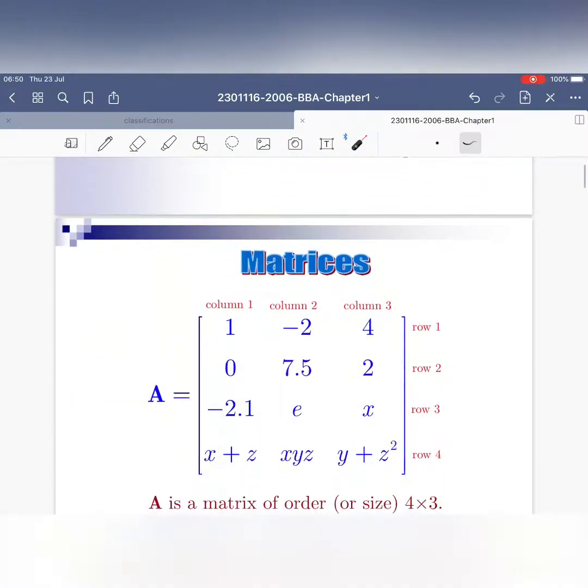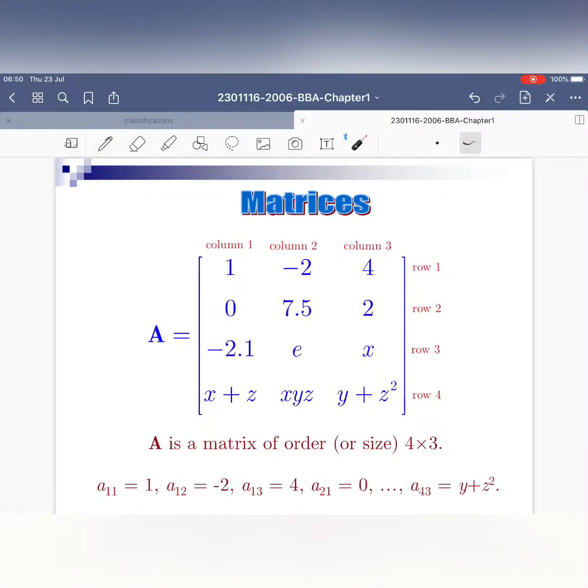So let us start. A matrix is a mathematical object. It is an arrangement of objects, and usually those objects are numbers, like this. The arrangement is in terms of rows and columns. We usually start with the rows. So from the top, it is the first row, then the second row, the third row, and the fourth row. And then the columns from the left: the first column, the second column, and the third column.